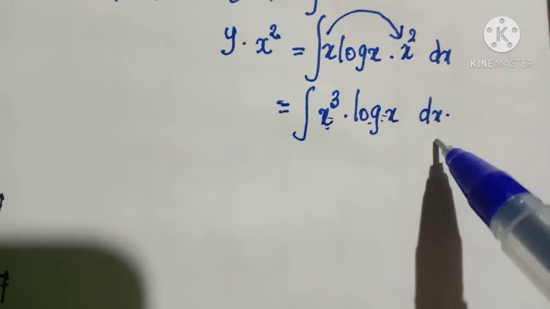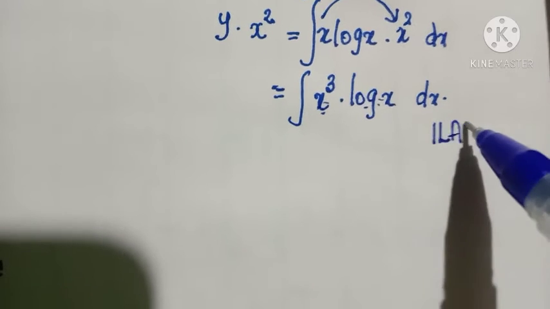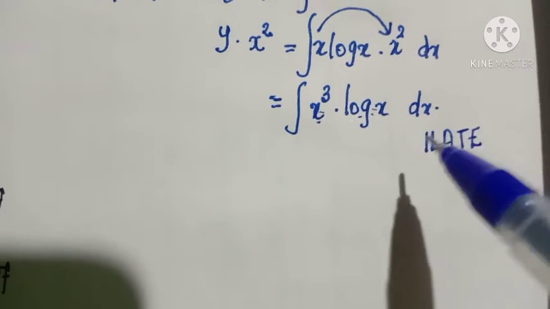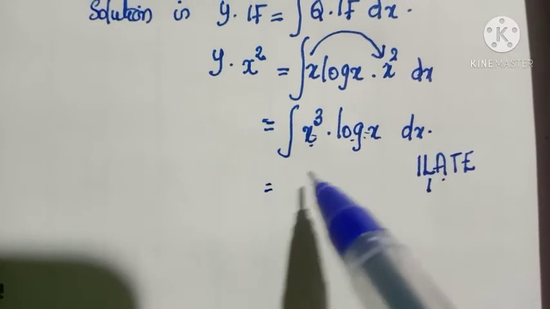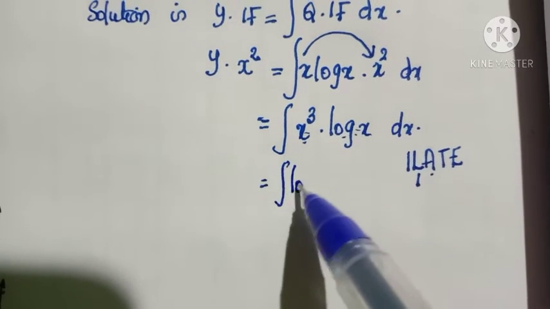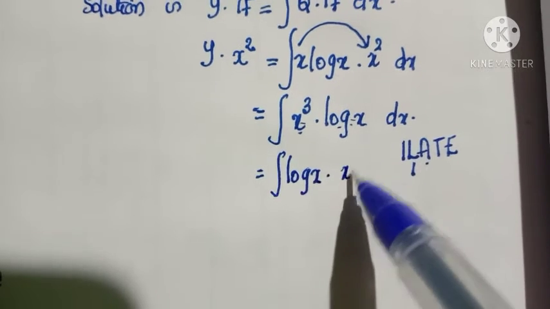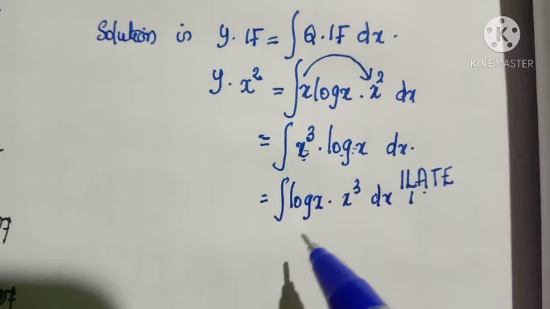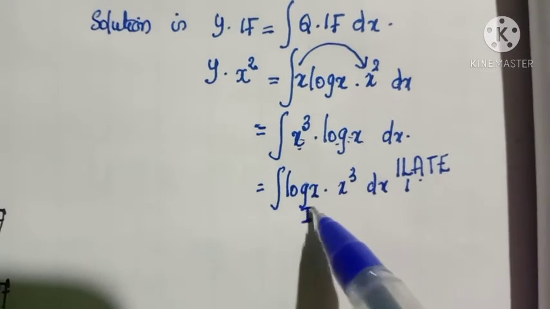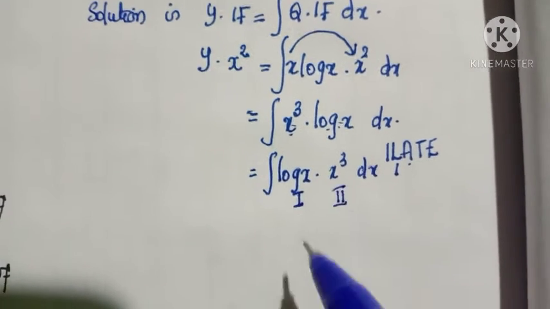To apply integration by parts, we need to follow the ILATE rule. First we need the logarithmic function, then the algebraic. So rearrange: it is the integral of log x into x³ dx. So log x is the first function, x³ is the second function.